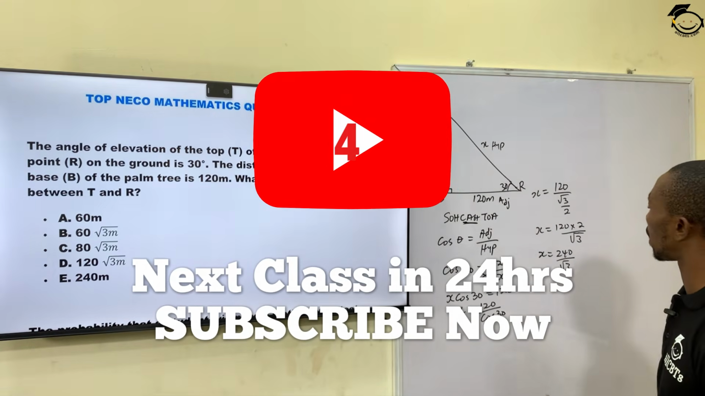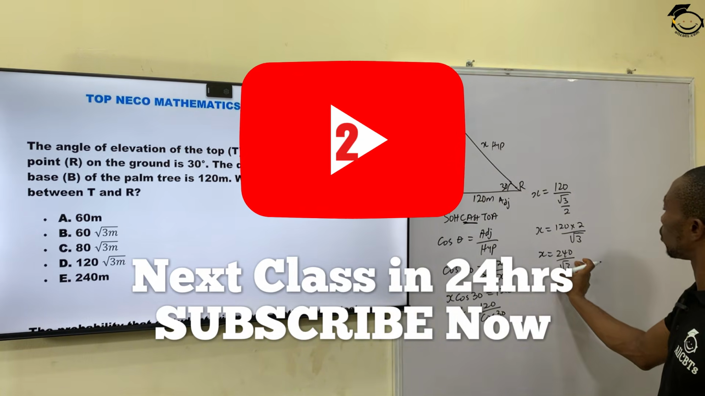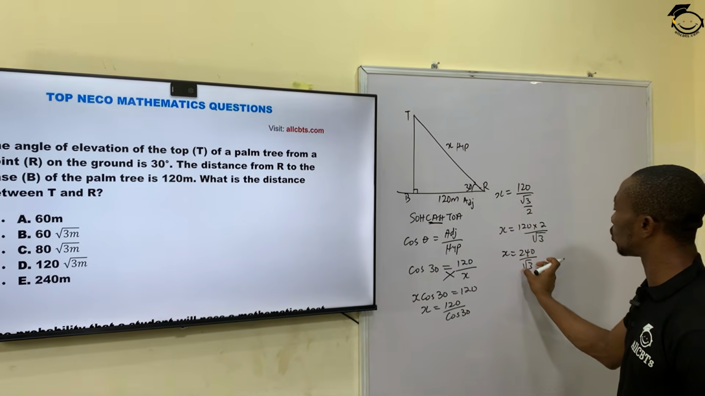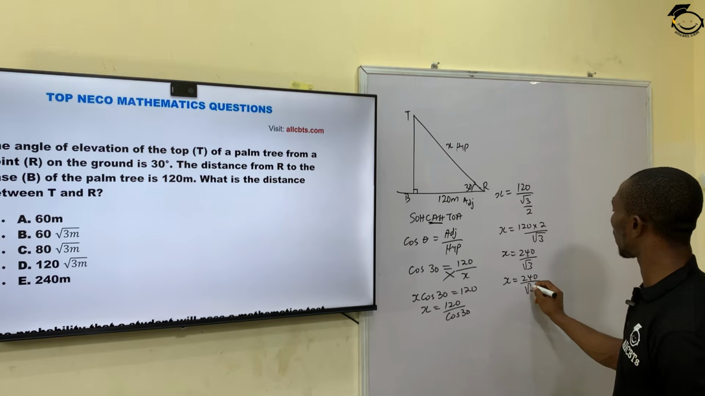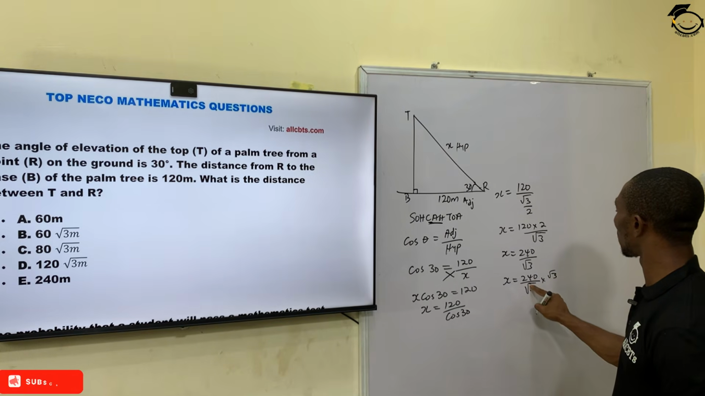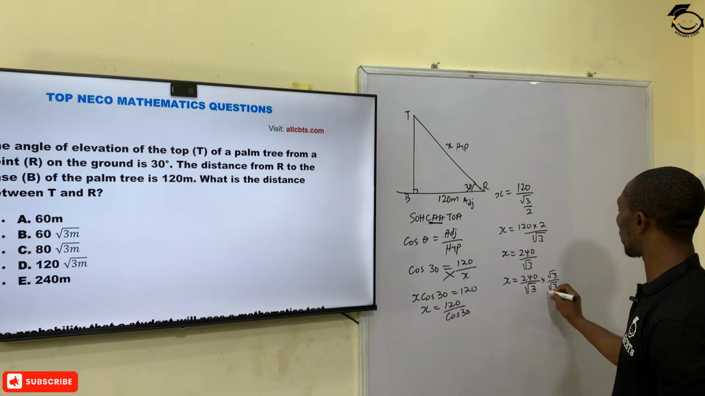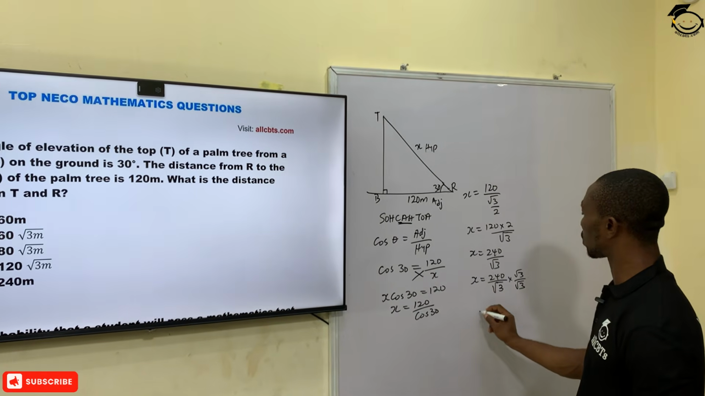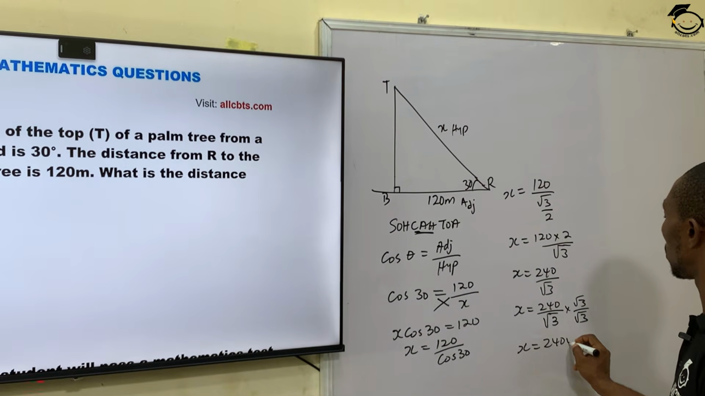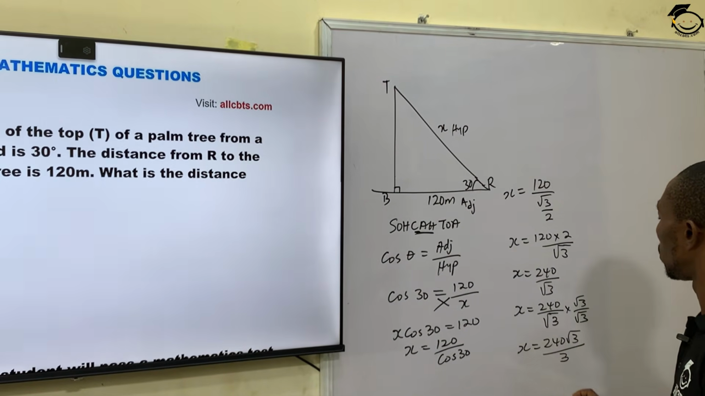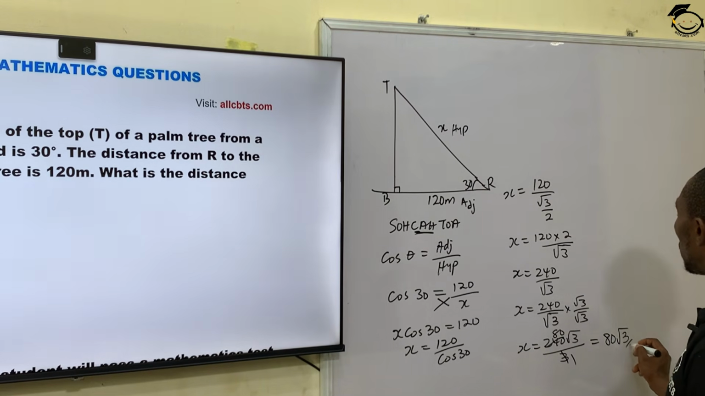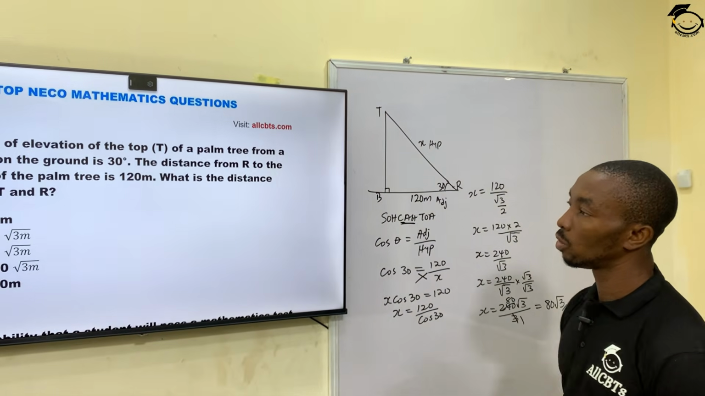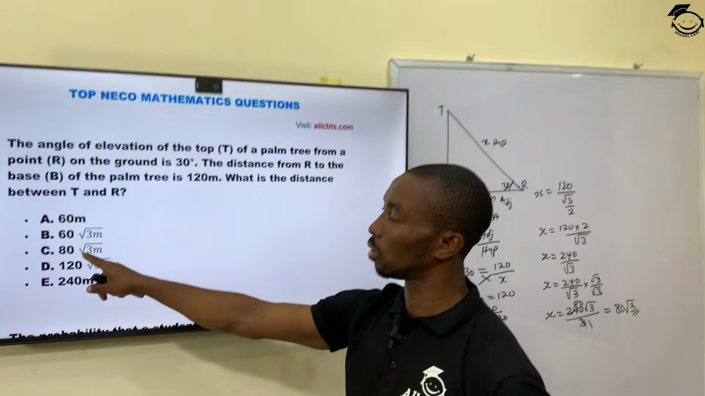Now, we rationalize by multiplying both the numerator and the denominator by root 3, so we have x equals 240 over root 3 times root 3 over root 3. So root 3 times root 3 would cancel out to give us 240 root 3 over 3. So 3 into 240 is 80. So our x equals 80 root 3. So the value of our x would be 80 root 3 meters, which is option C.